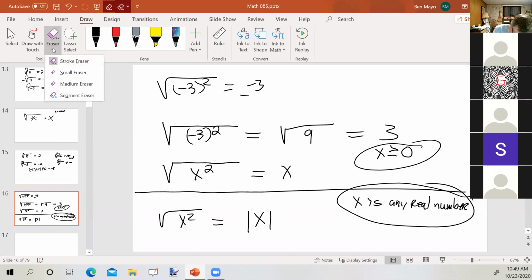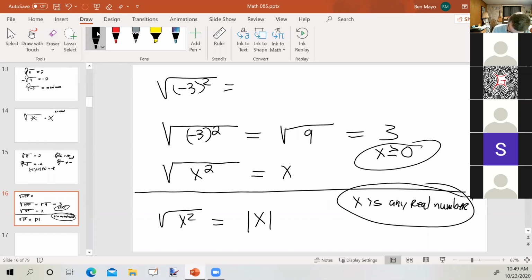Oops, I didn't get rid of something there. I wanted to, this little piece here. And in fact, let's do this. Like that.